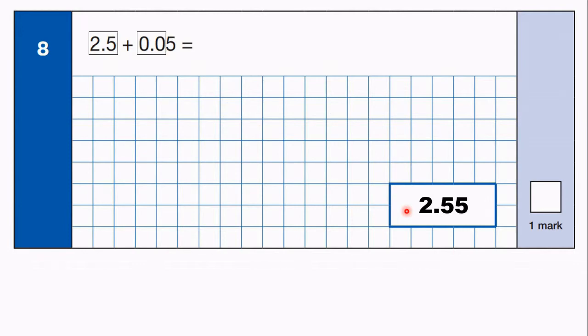This question is about recognizing decimal place value, but if you're unsure, you could write it out as a column addition, making sure that you have your decimal points lined up, because if your decimal points are lined up, all of your other place values will be lined up as well. Then you can write 0 in your empty place value column, remember the decimal point in your answer, and then add as normal to get your answer.